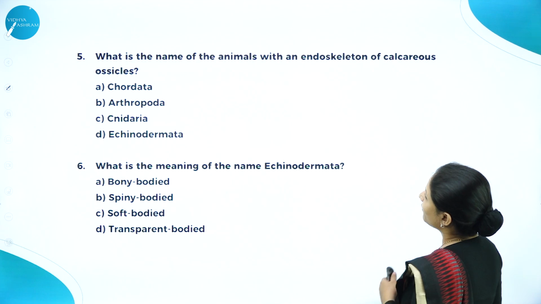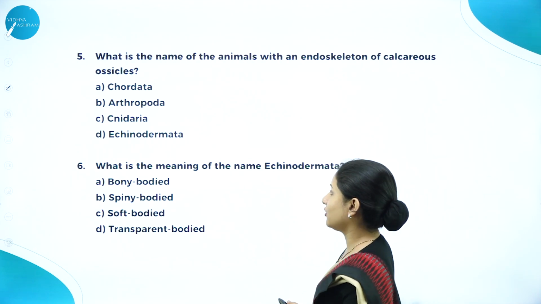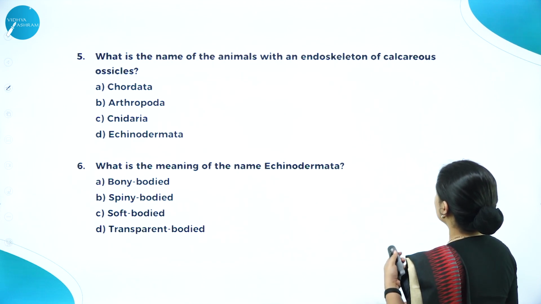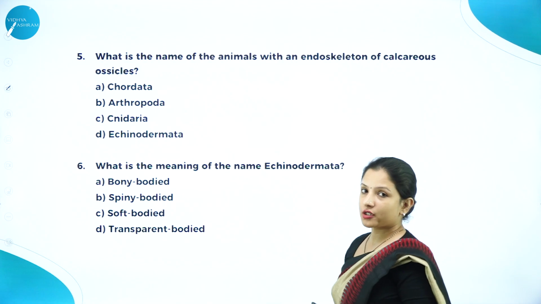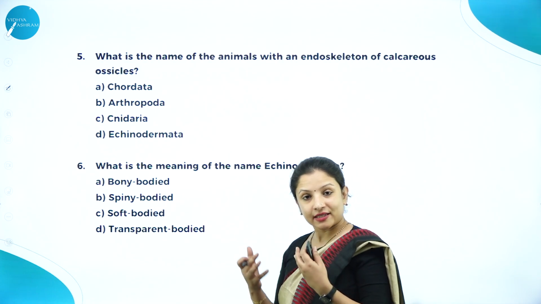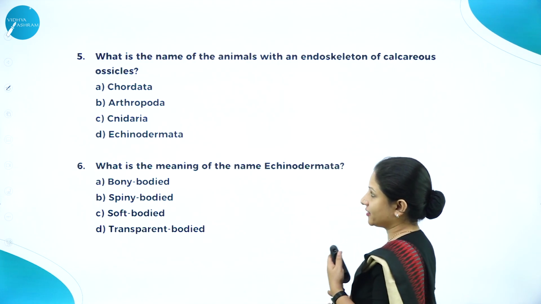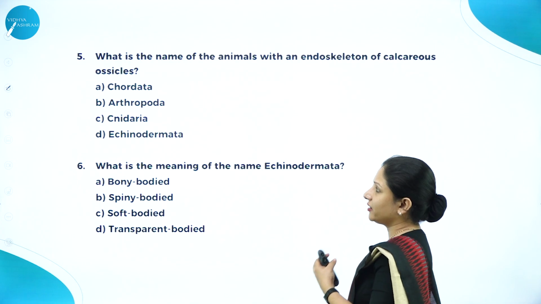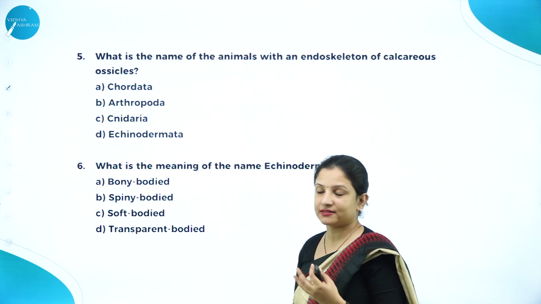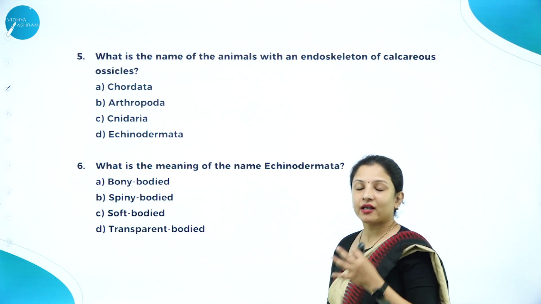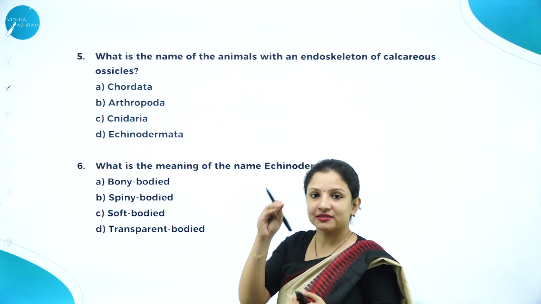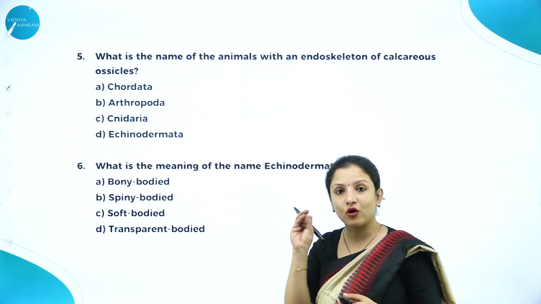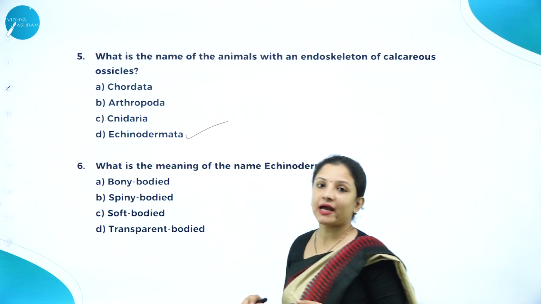Moving further, what is the name of the animals with an endoskeleton of calcareous ossicles? Is it chordata? No, the chordata's skeleton is covered by skin and the skeleton is bony as well as it can be cartilaginous. So it's not chordata. Arthropoda, no, arthropoda's body is covered by an exoskeleton which is made up of chitin. Is it cnidaria? Cnidarians don't have any calcareous depositions as such. And is it echinodermata? Yes, echinodermata. Echino means spiny, derma means skin. So their body is spiny, and that spine is made up of calcium and the spines are called ossicles. So it is echinodermata which is made up of calcareous ossicles.